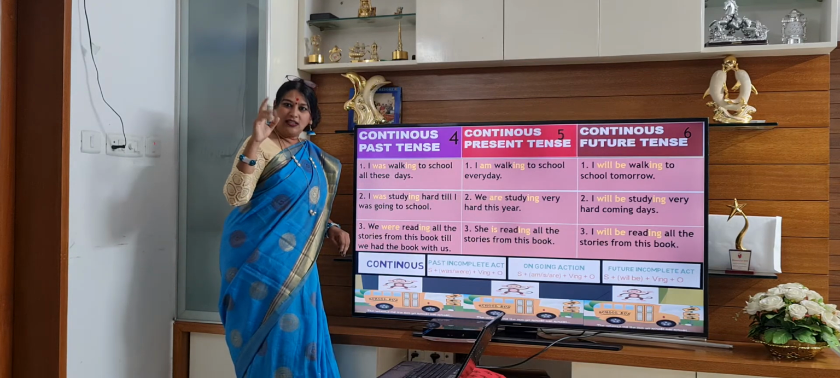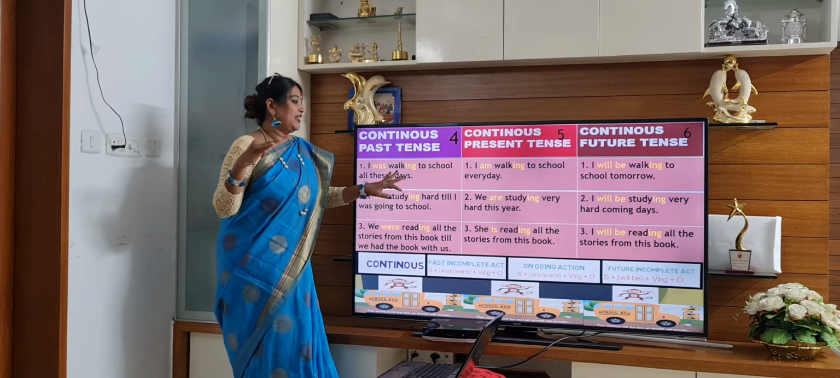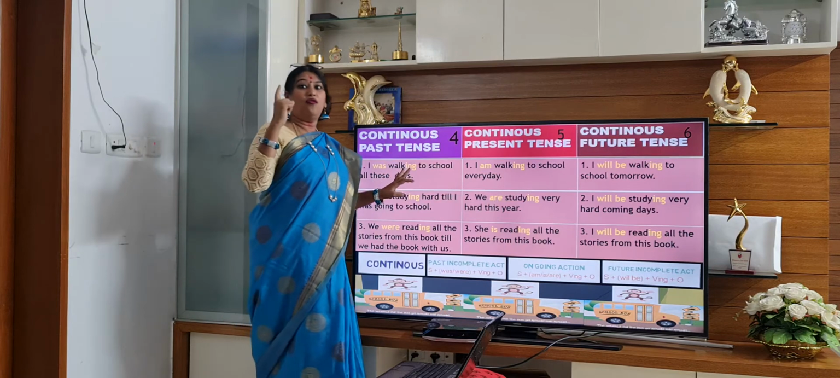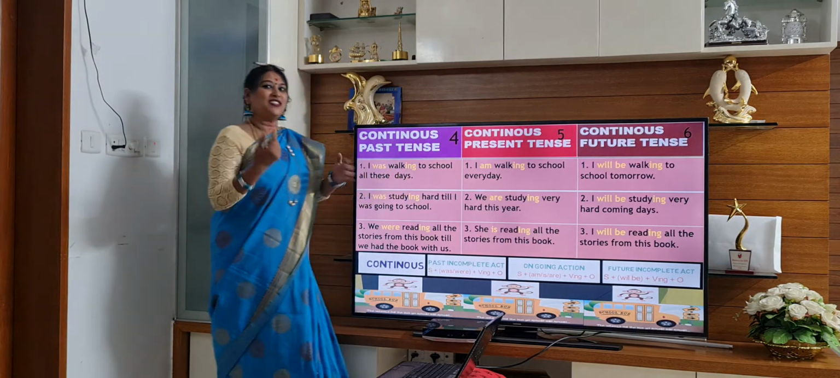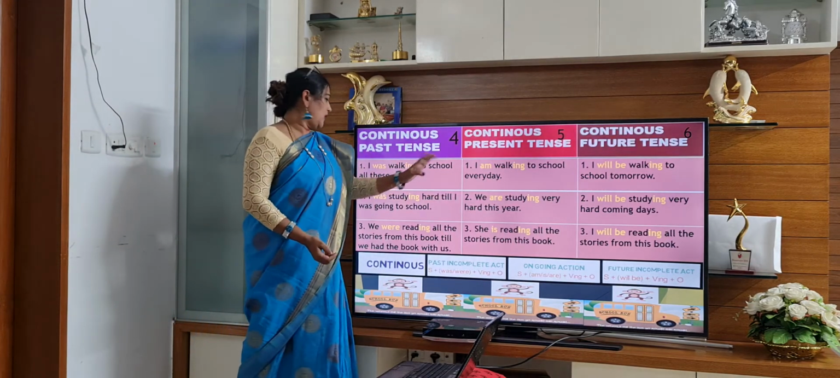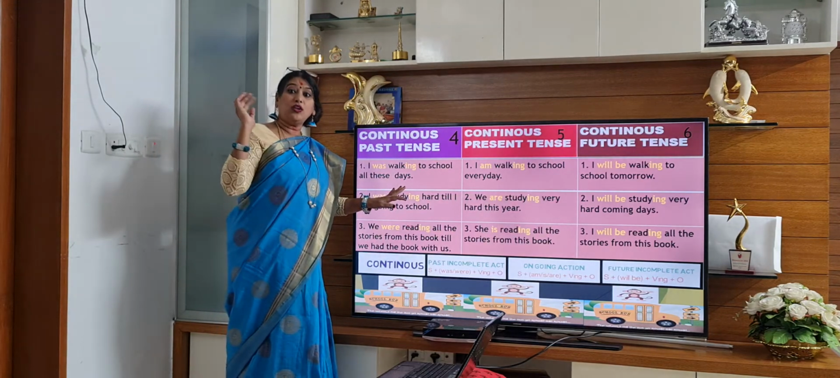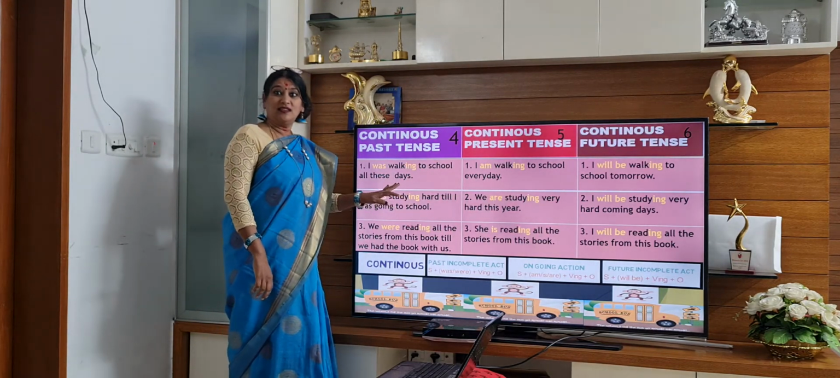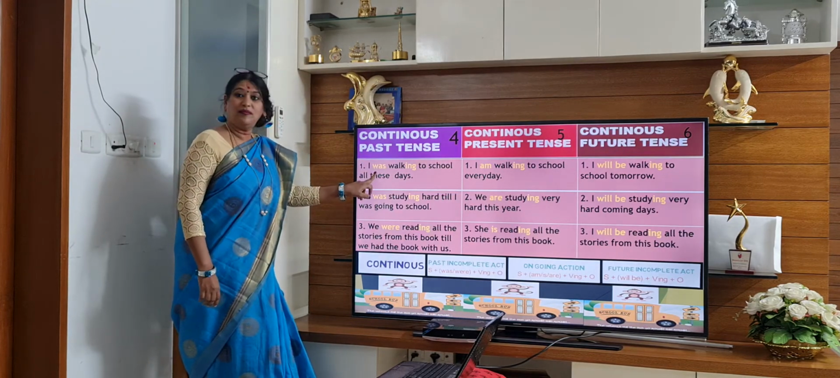Was, were. Either you use was or you use were. Was or were. And then the first form of the verb walk is walk, and then you add ing to that. Walk plus ing, walking. Got it? Okay. I was walking to school all these days. See? Got it?